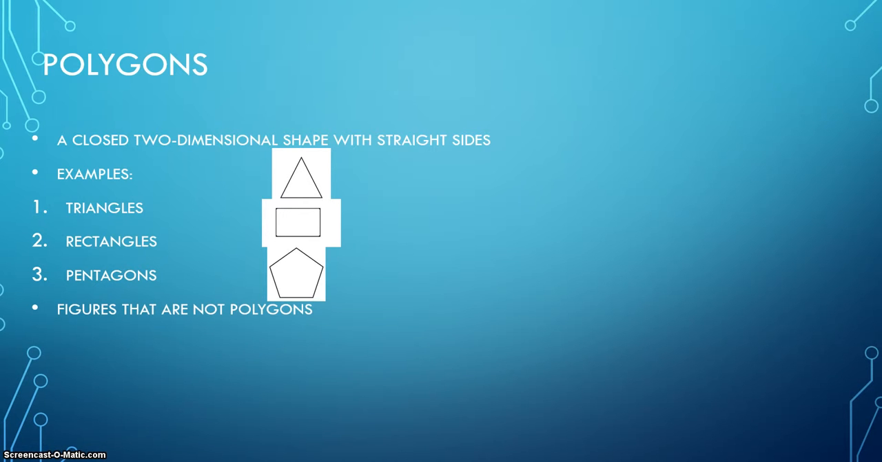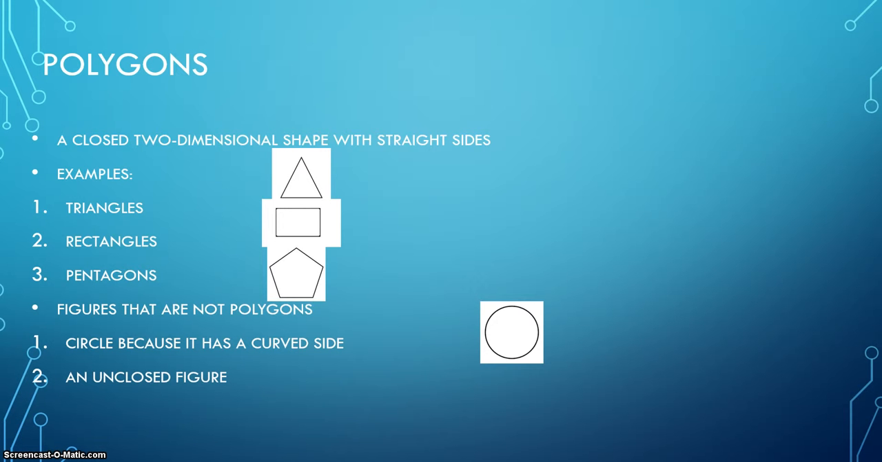We know some figures that are not necessarily polygons. One is a circle, because it has a curved side, not a straight side, so therefore it's not considered a polygon. Second is an unclosed figure, or a figure that has points that don't connect to something. As you can see from the figure on the side here, there are two points that do not connect. So it's an unclosed figure, which in turn means it's not a polygon.